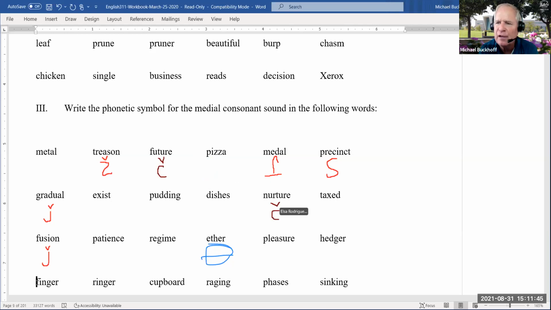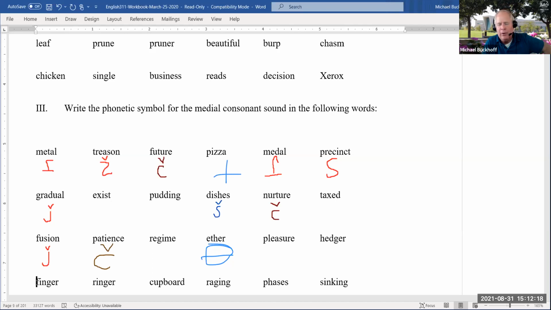Dishes. Ether. Good. Raging. Metal, nurture, pleasure, phases. We got the T in pizza. We got it. That's a tough one. I told you, medial sounds are really tough. Taxed.